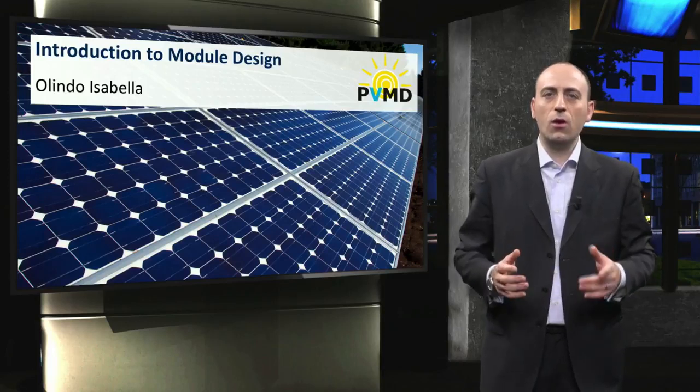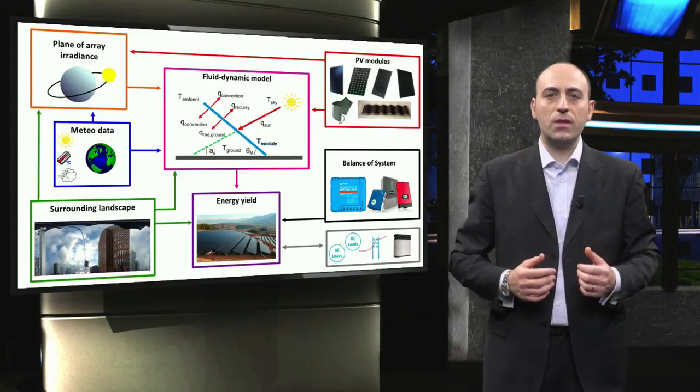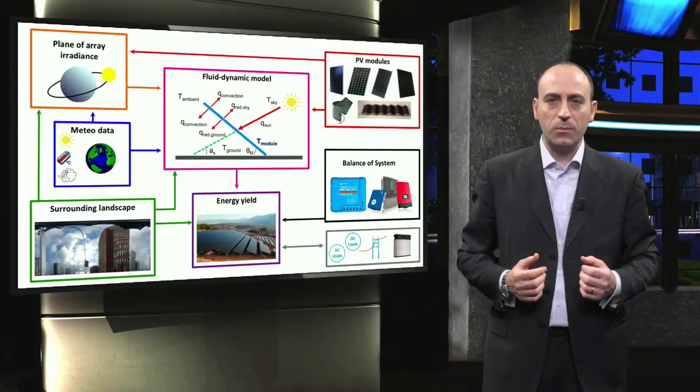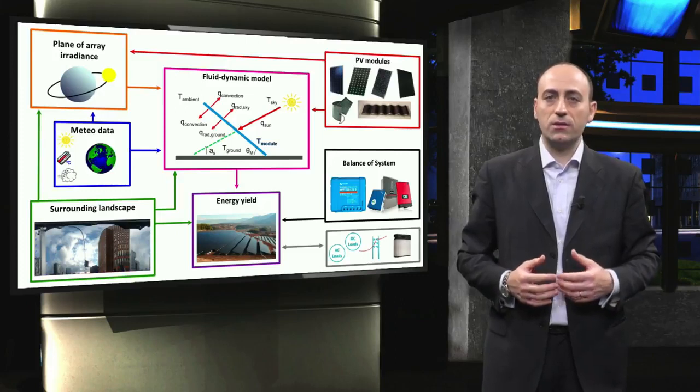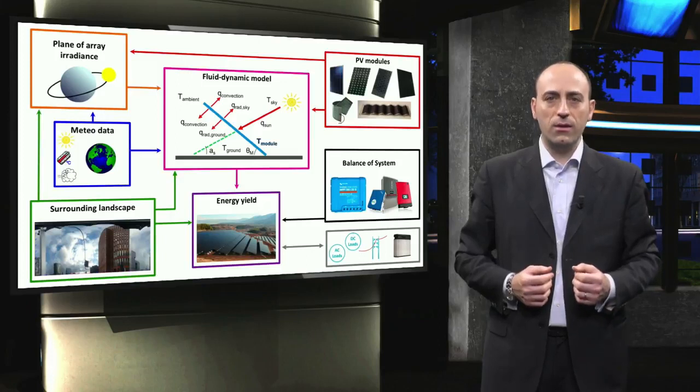Welcome to the first video of the third chapter. Let's again take a look at the PV system design overview. In week 2, you learned about the location-related aspects of PV system design, such as the meteorological data, surrounding landscape, and the plane of the array irradiance.